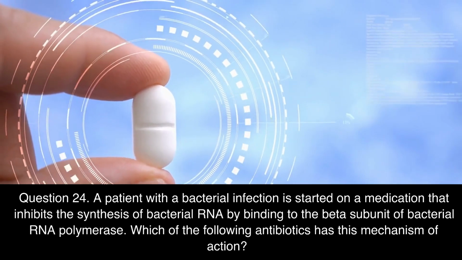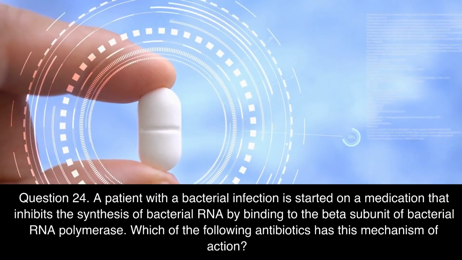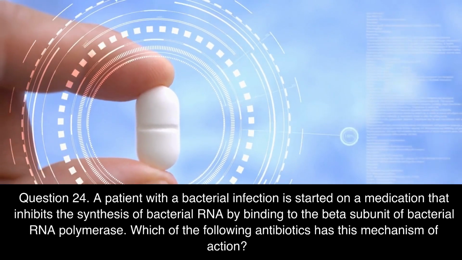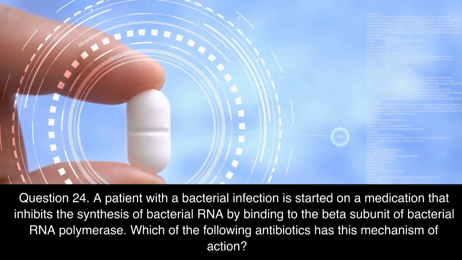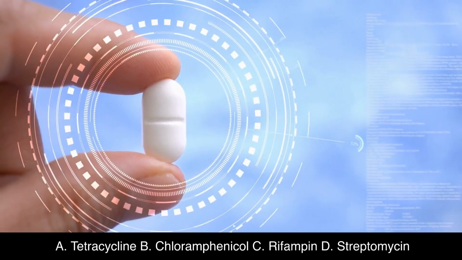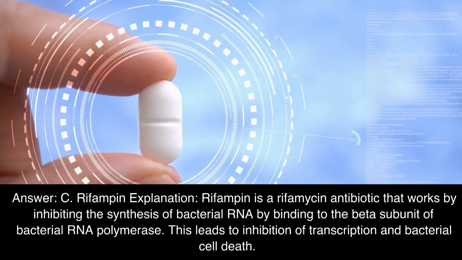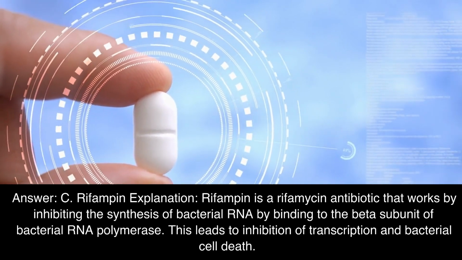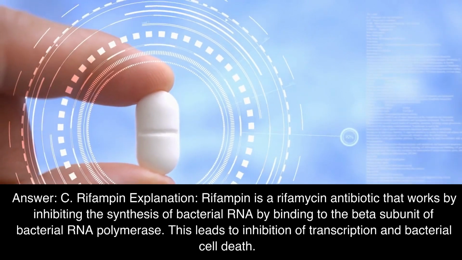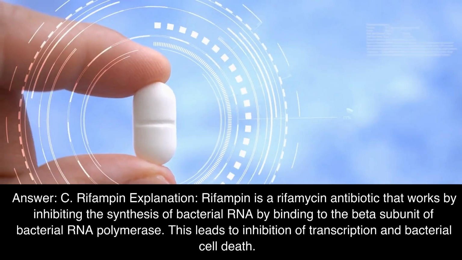Question 24. A patient with a bacterial infection is started on a medication that inhibits the synthesis of bacterial RNA by binding to the beta subunit of bacterial RNA polymerase. Which of the following antibiotics has this mechanism of action? A. Tetracycline, B. Chloramphenicol, C. Rifampin, D. Streptomycin. Answer: C. Rifampin. Explanation: Rifampin is a rifamycin antibiotic that works by inhibiting the synthesis of bacterial RNA by binding to the beta subunit of bacterial RNA polymerase. This leads to inhibition of transcription and bacterial cell death.